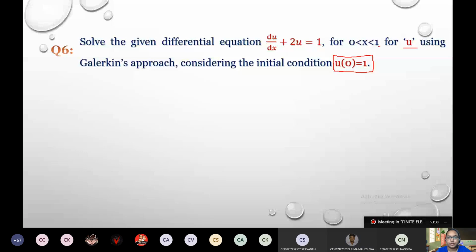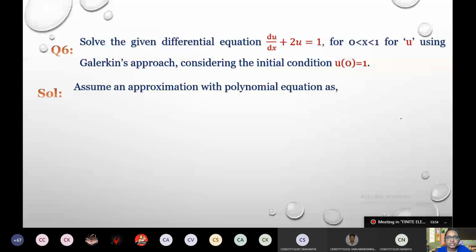Yes, ma'am. Right. We'll go for the solution. We'll have to assume the polynomial approximation equation first. So u is being constructed with respect to gi, that is, choosing the approximation function gi is the first step. So let us take u to be a polynomial equation. u is equal to a plus bx plus cx square, and we'll take that as equation number 1.